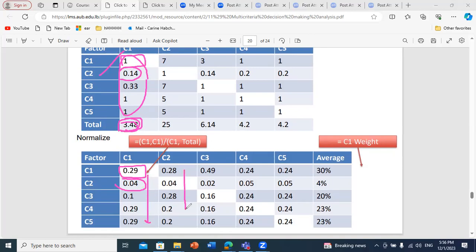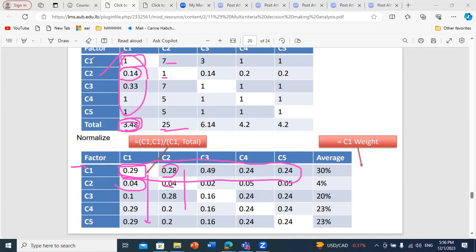To fill this column, I do 7 over 25, I get 0.28. 1 over 25, I get 0.04, etc. Okay, and once I fill all the empty parts, for each factor I will obtain 5 weights. So I will take the average of these weights. For C1, it's 0.29 plus 0.28 plus 0.49 plus 0.24 plus 0.24, over 5. 5 because I have 5 criteria.